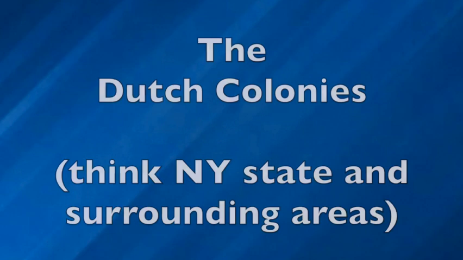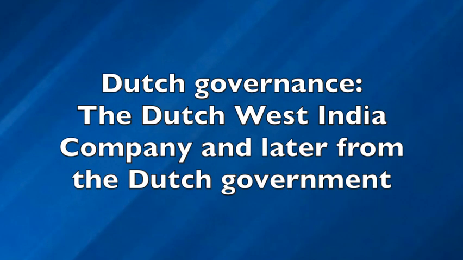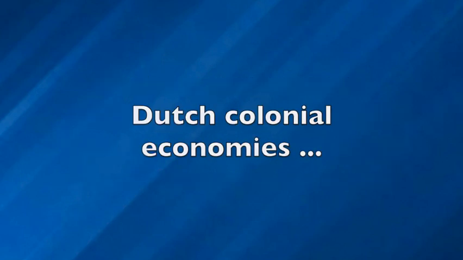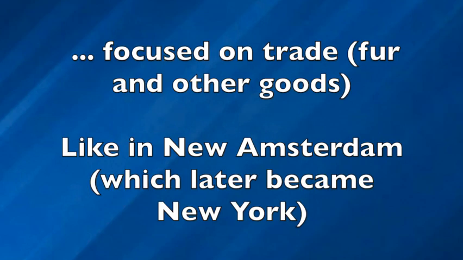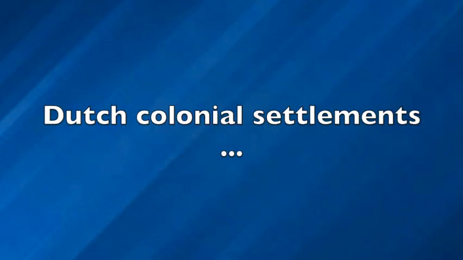Finally, let's take a look at the Dutch colonies. Governance: controlled by the Dutch West India Company initially, with later oversight by the Dutch government, focused on trade and profits. Dutch colonies' economy: primarily focused on trade, especially in fur and other goods. They established trading posts and commercial hubs like New Amsterdam, which would later become New York after the British took it over in the 1600s.